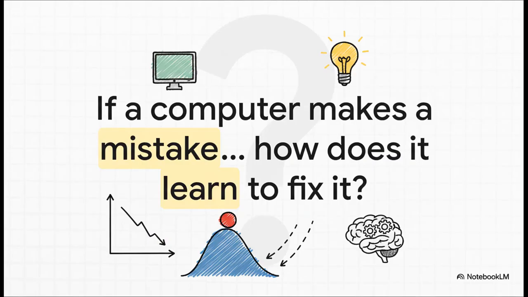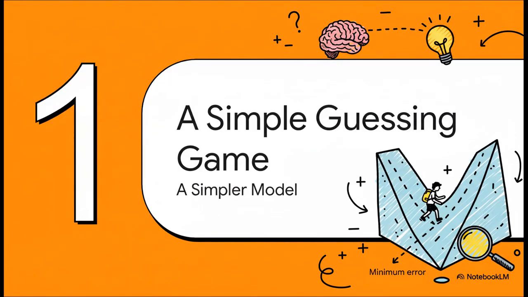When a self-driving car gets something wrong, or a chatbot gives you a bizarre response, it's making a mistake. But the magic is that it can learn from that mistake so it doesn't do it again. The real question is, how on earth does it do that? Okay, to get our heads around this, we're going to start with something super simple, a little guessing game, really. And by seeing how a machine figures this out, we're going to uncover the fundamental secret of how they learn.